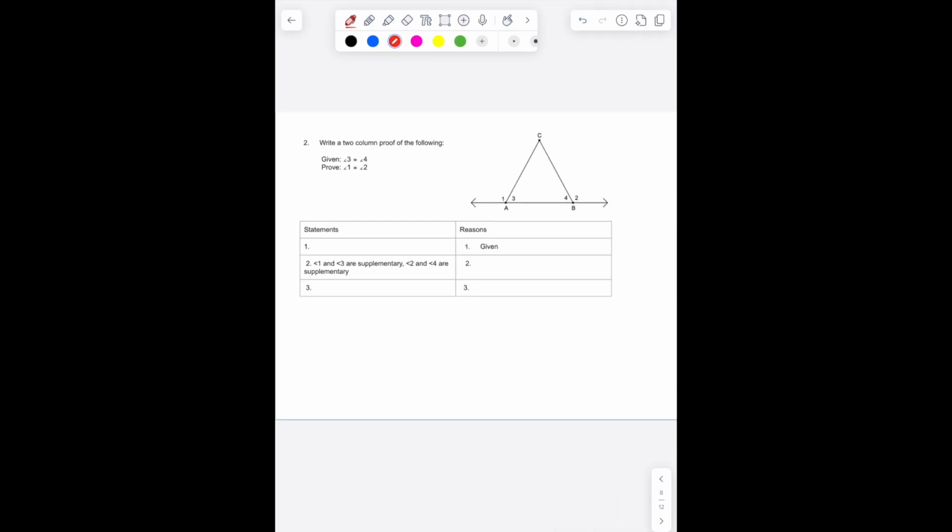A couple of other proof examples. We're given here that angle 3 is congruent to angle 4. And our goal is to prove that angle 1 is congruent to angle 2.